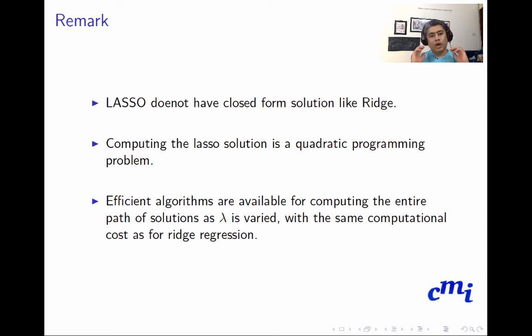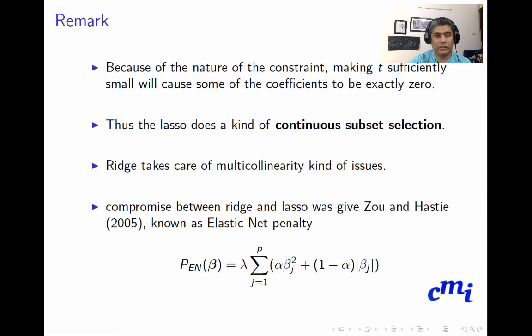So Lasso does not have a closed form solution like Ridge. Computing the Lasso solution is a quadratic programming problem, and efficient algorithms are available for computing the entire path of the solution as you vary lambda, with the same computational cost as the Ridge regression. So this is very good news for us. Because of the nature of the constraint, making t sufficiently small will cause some of the coefficients to be exactly zero for Lasso, and that makes Lasso do a kind of continuous subset selection, because if a beta j becomes exactly zero, then effectively you are dropping that feature from your regression model.